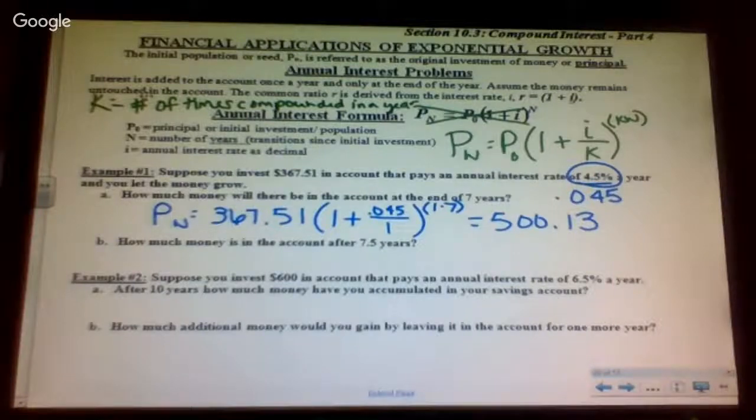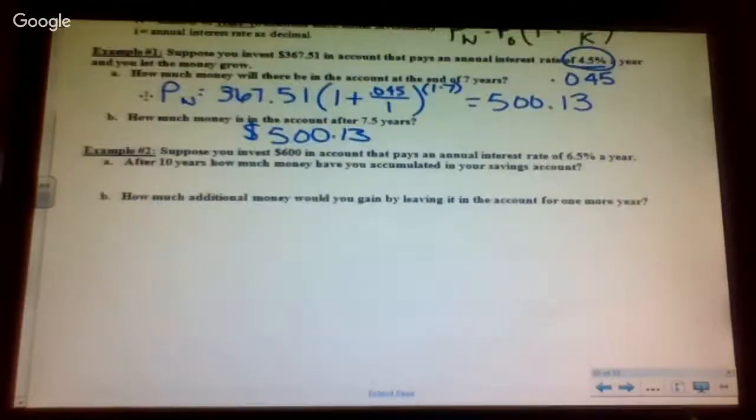I said don't change because... Oh, because it only goes every year. It's happening every year. We don't care about half a year. So this is also going to be $500.13. It's not going to change because it's 7.5 years, because it only happens every year. That wasn't a tricky question. Yeah, trick question. I like them. I hate them. You hate them? If you actually plug it in with 7.5, it's still going to give you the same answer. It won't change it.